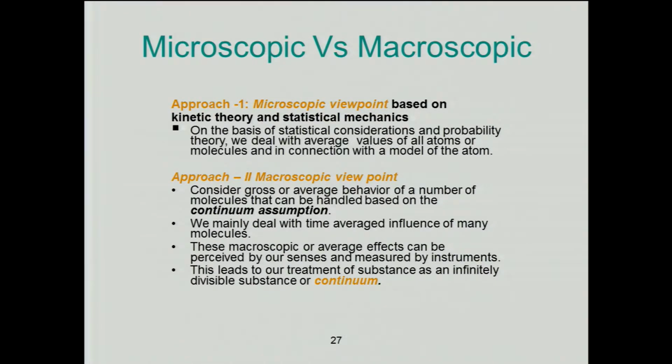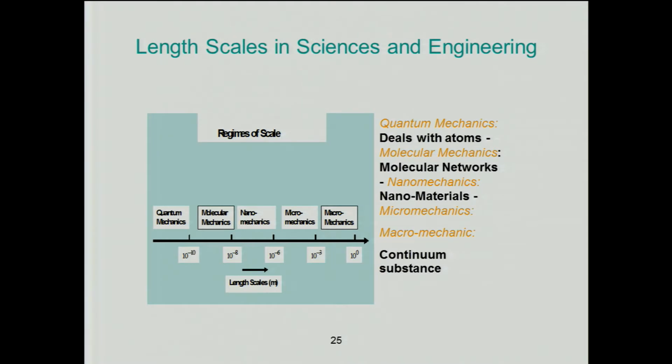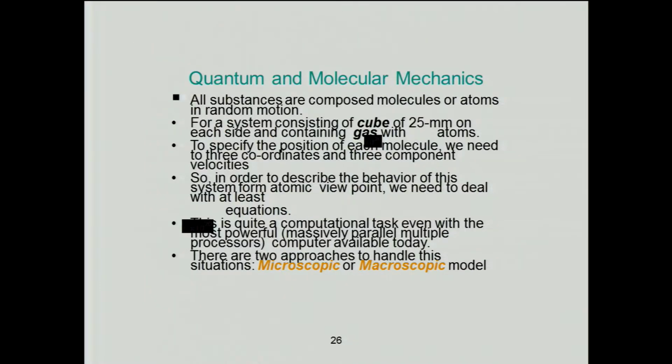So looking at this problem from both microscopic and macroscopic views, consider a 25 millimeter box on each side containing the gas with atoms. We would be solving this using a macroscopic model. What is a macroscopic model? Newton's law, Maxwell's equation, Navier-Stokes, and what we mentioned over there. Otherwise we try to solve it using microscopic.